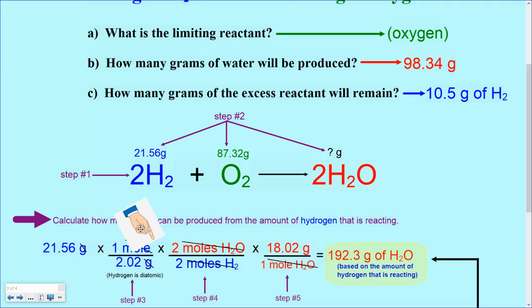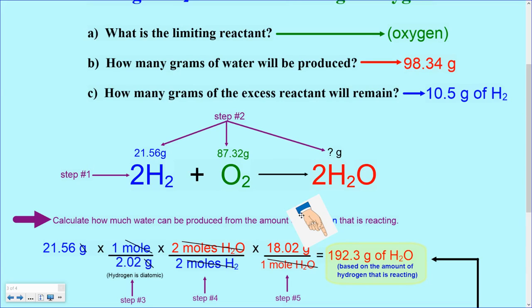Step four was set up a ratio. From the equation, for every 2 moles of hydrogen, we're going to produce 2 moles of water. So that's where the 2-to-2 ratio came from. And then the molar mass of water is 18.02. So doing the calculations, we can expect to produce 192.3 grams of water from reacting 21.56 grams of hydrogen. The question is, are we going to actually produce 192.3 grams of water?